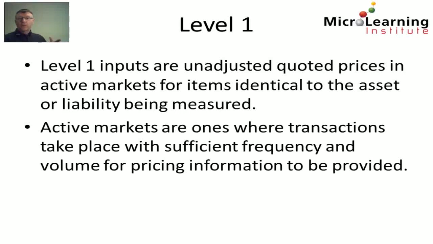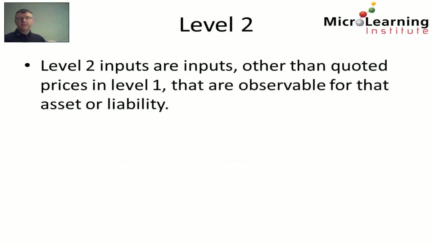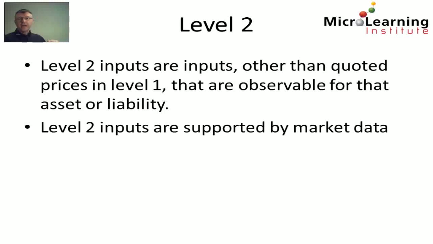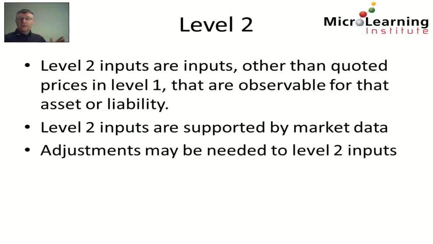Active markets are ones where transactions take place with sufficient frequency and volume for pricing information to be provided. Level 2 inputs are inputs other than quoted prices in level 1 that are observable for that asset or liability. Again, level 2 inputs are supported by market data. Adjustments may be needed to level 2 inputs.